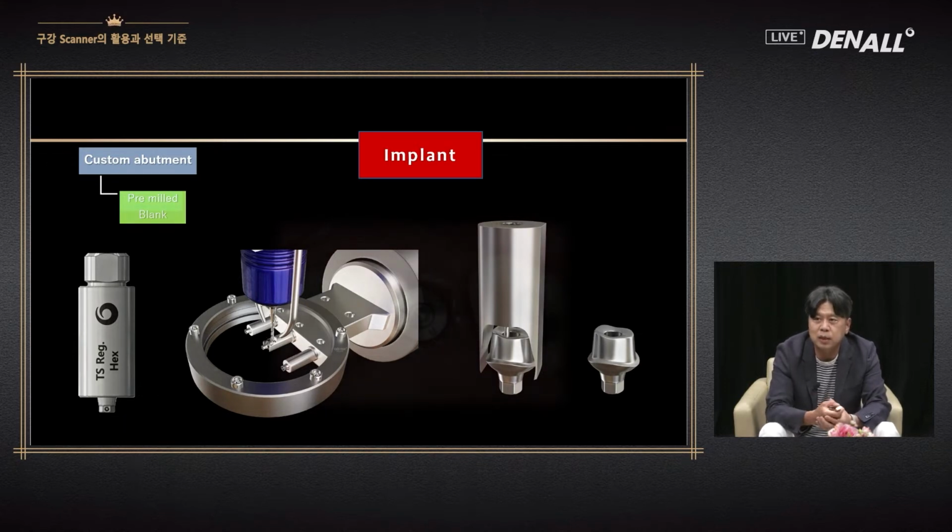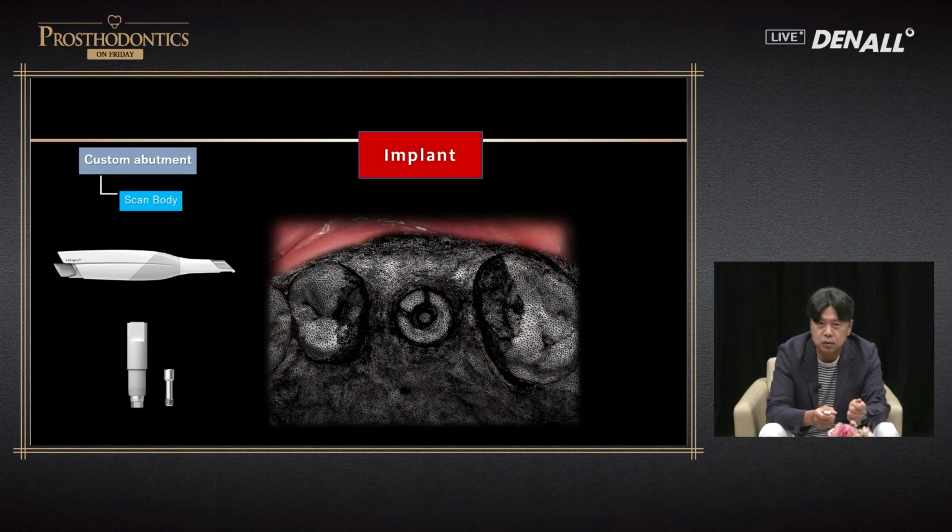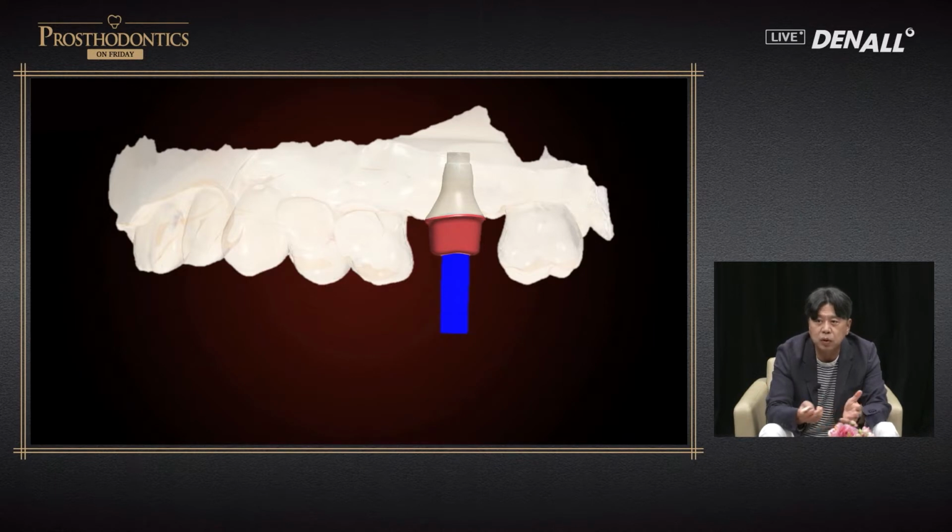This is how the digital approach is used for the implant. There are many different types of scan bodies. This is a scan healing, which has the function of a healing abutment and a scan body. Using that with the scanner, the impression can be easily taken.